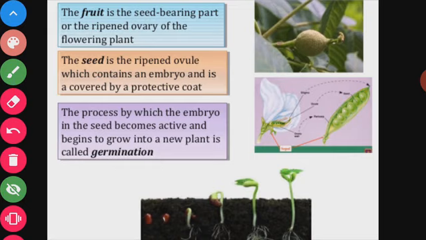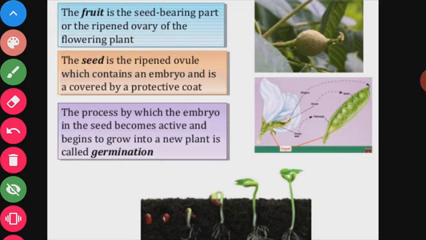What are the functions of seeds? Seeds bear an embryo or the baby plant. Seeds may germinate into a new plant, thus helping in multiplication. These seeds have the capability to germinate into a new plant.